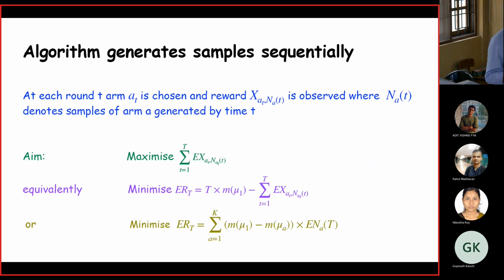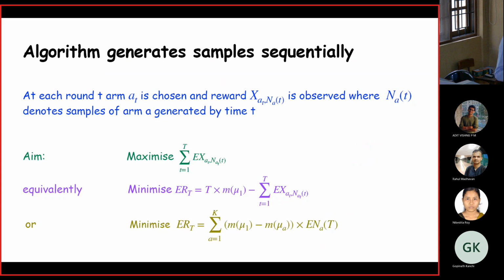Till time big T, I've seen these samples. This is the expectation. I want to maximize this. But now you know that I can write my expected regret. Remember, regret is every time I pull a suboptimal arm, I incur a regret, which is the difference between the best arm expectation and that arm's expectation.